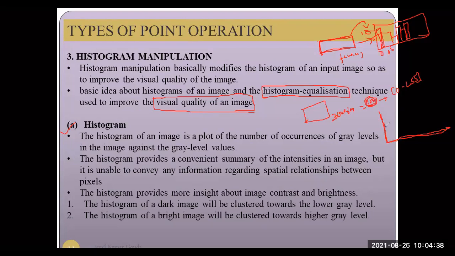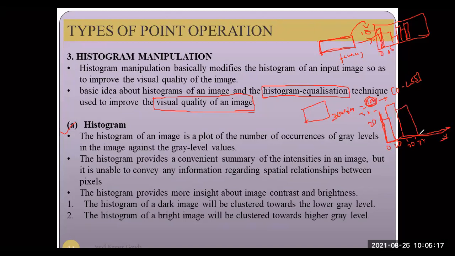Suppose I give a range of 0 to 10. I've taken the first range, 0 to 10. So I will see how many pixels lie in the range of 0 to 10. Suppose there are 20 pixels lying between 0 and 10. Similarly, the second range will be 10 to 20. Now I will see how many pixels are lying there. Suppose there are 30 pixels here. Similarly, I will continue like this up to 255, the maximum range of gray level.